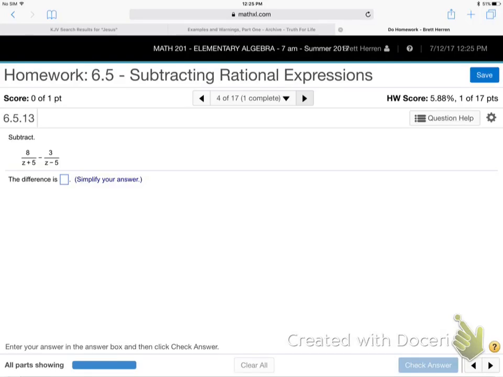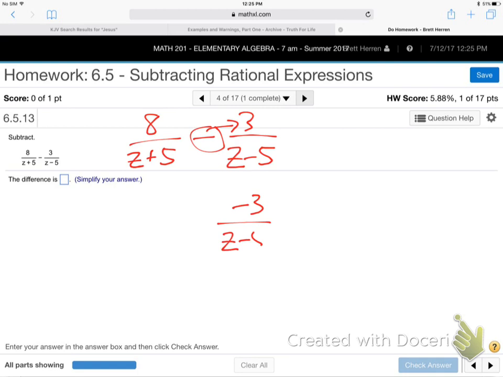Okay, so this one's going to be a good one to do. 8 over z plus 5 minus 3 over z minus 5. So what's the first step on all subtraction problems? Upper right. Move that subtraction. Basically never subtract fractions. Never leave that subtraction symbol there. Always move the subtraction to the upper right. So it'll be minus 3.